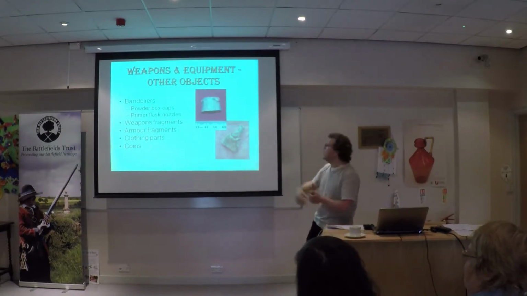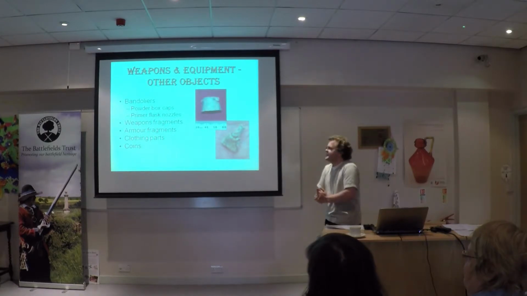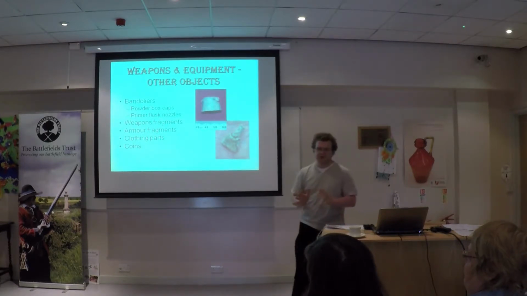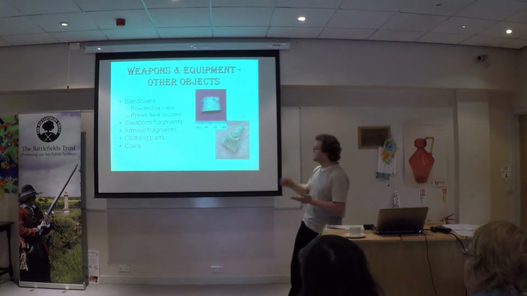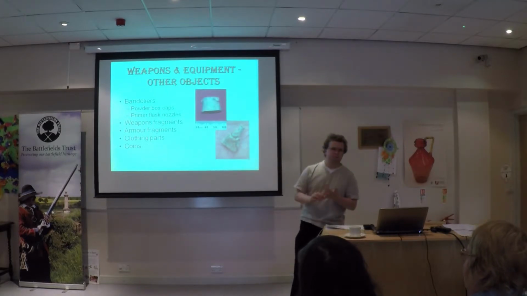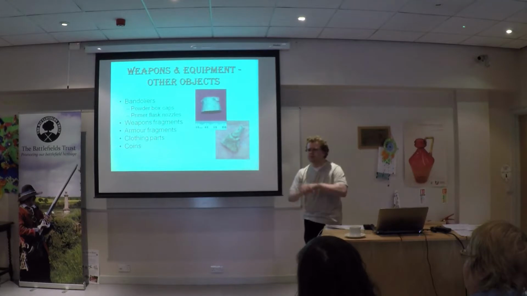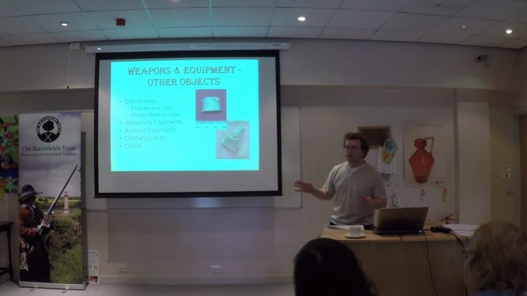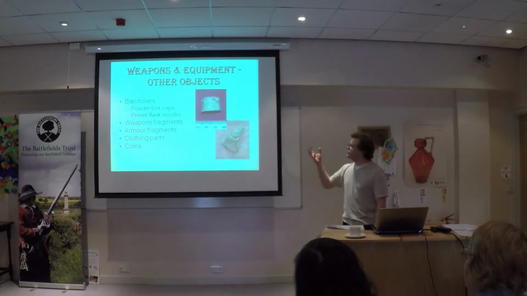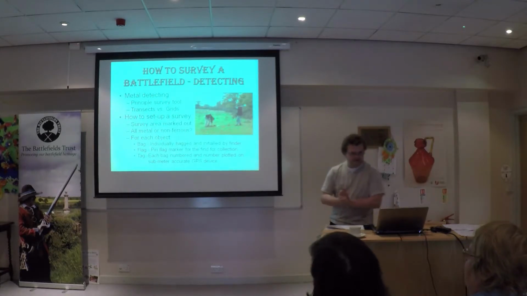Weapon fragments, armour fragments, clothing parts and coins. These are much harder to identify. Most of the iron stuff decays, and what you tend to get left behind are brass fittings, brass buckles, coins, as I say, and brass or lead buttons, things like that. It's very difficult to date them. It's very difficult to say this is part of the battlefield archaeology because they're so generic. It could have fallen off of clothing somebody ploughing the fields, so you can't say. But concentrations of them help to build on the interpretation of the spatial evidence.